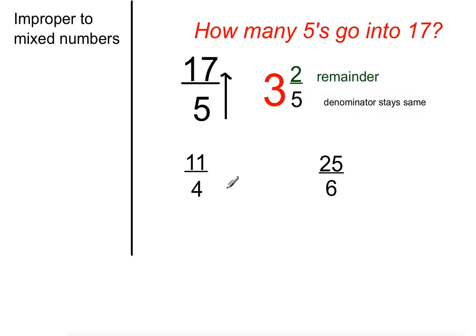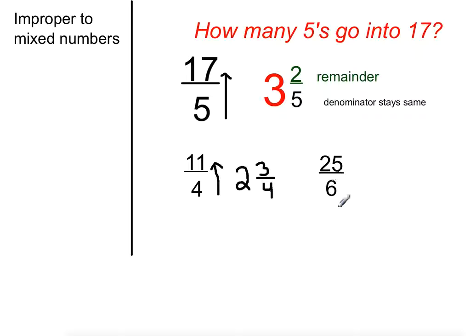So let's try this next one. How many 4s go into 11? Well, 4 times 1 is 4, 4 times 2 is 8, 4 times 3 is 12. So 3 is too many, so it's 2. 4 times 2 is 8, so 9, 10, 11. We have 3 leftovers or remainder, and the denominator stays the same.